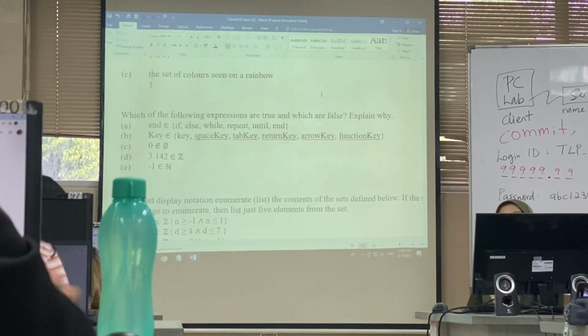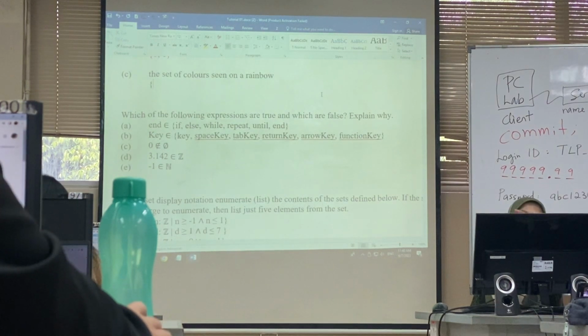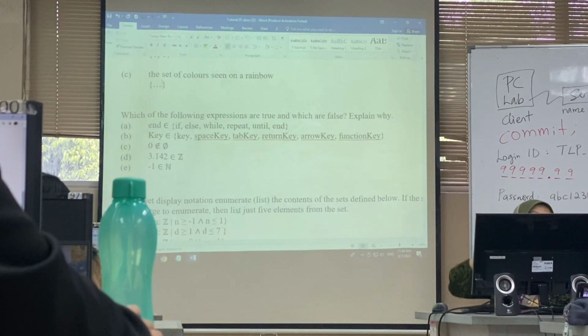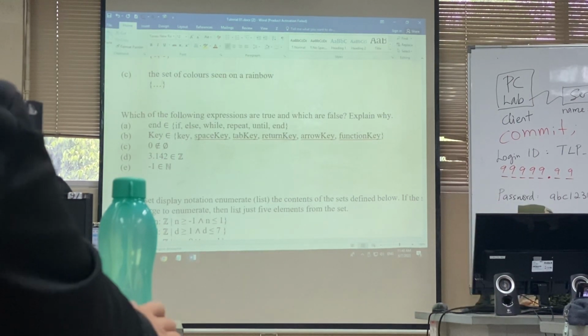Okay, so I hope that you will remember. If you cannot, you find it from the internet. What are the rainbow colors? I also cannot remember. So you just put inside the curly braces whatever that you have, separated by comma.